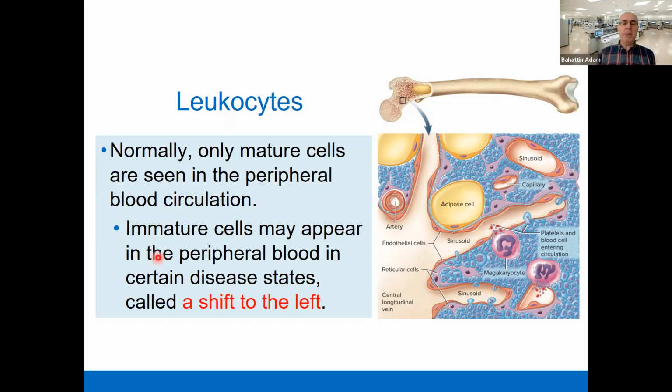However, immature cells may appear in the peripheral blood in certain disease states, such as leukemia, bacterial infection, or viral infection. This is called a shift to the left. Shift to the left means there are some immature cells in the peripheral blood circulation, which tells us that there is either some kind of leukemia or an infectious disease.